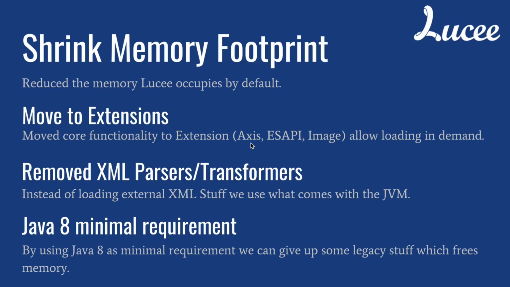The second thing is that we no longer bundle external XML parsers and transformers with Lucee. Before we always had Xerces and Xalan bundled, and these are a couple of Java libraries that need a lot of memory. And now we use the libraries coming from the JRE itself, so they are already there, so we don't have to add additional libraries. So this also reduces the memory footprint.